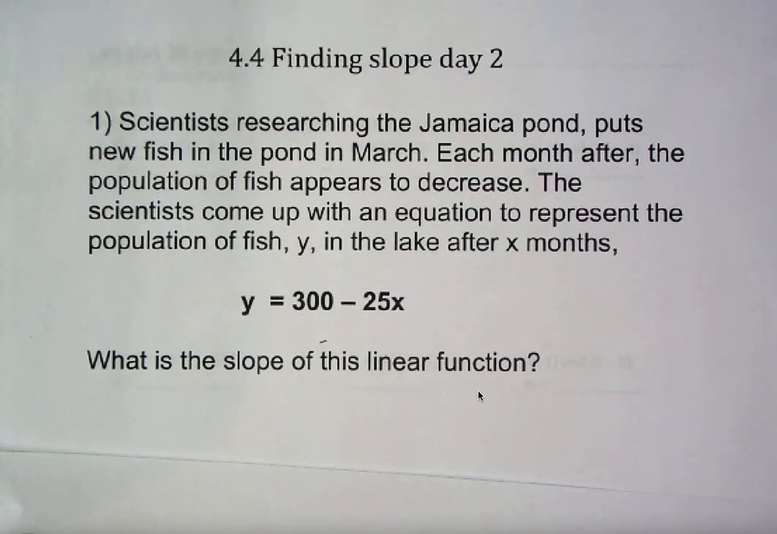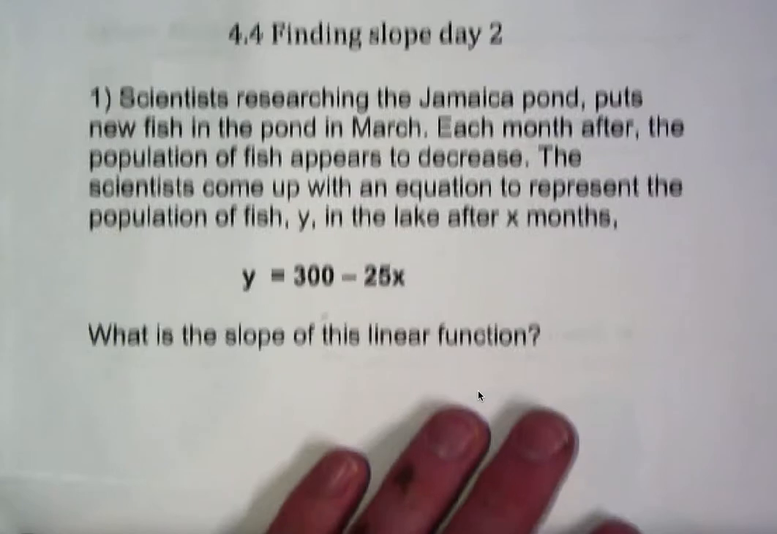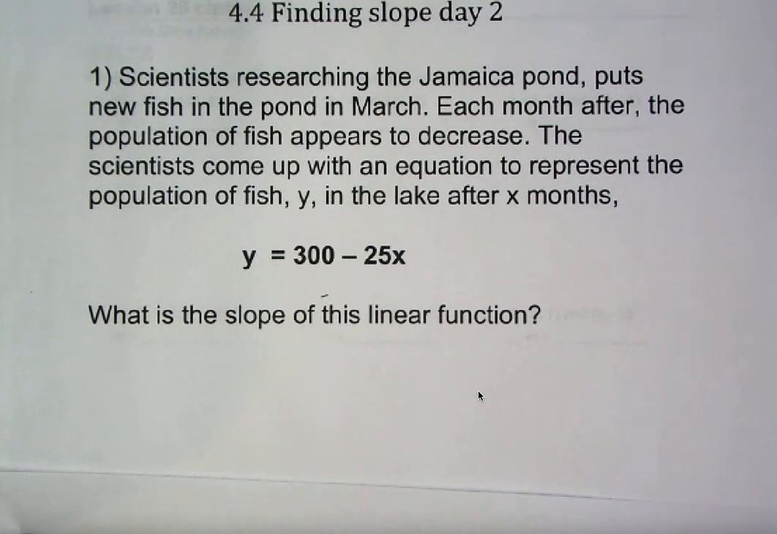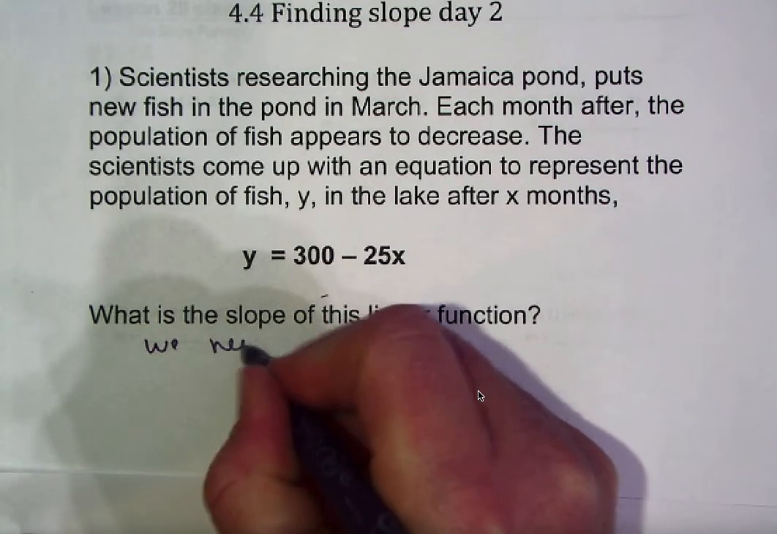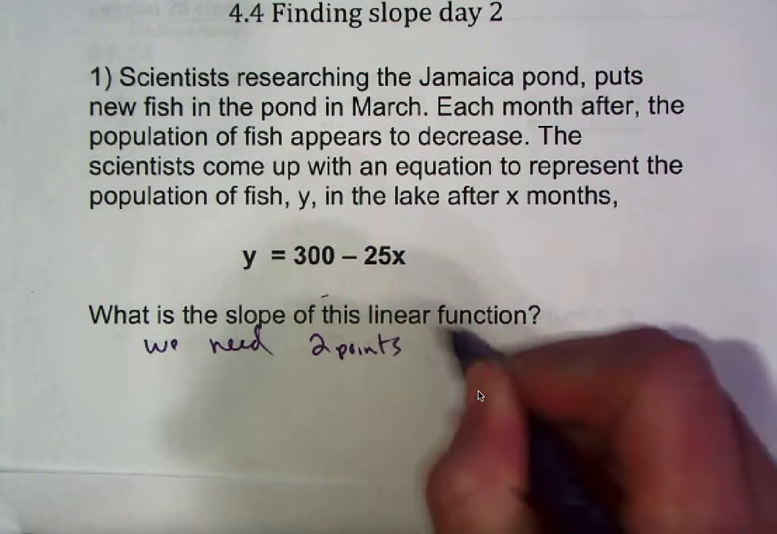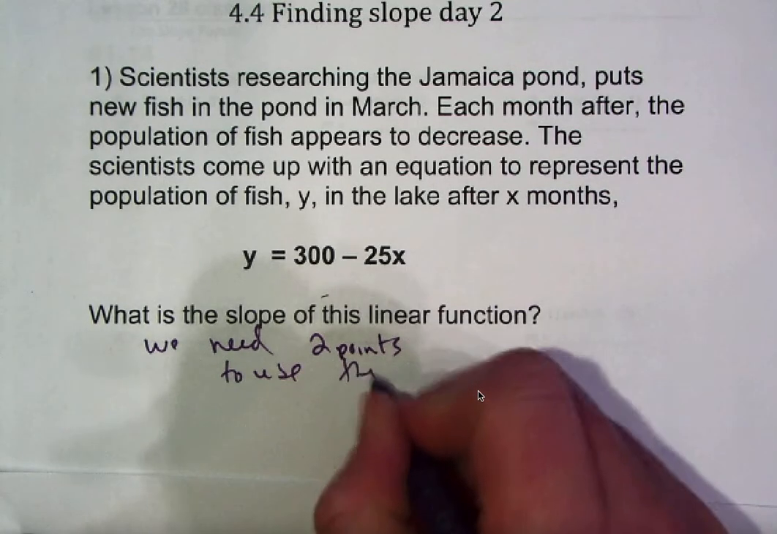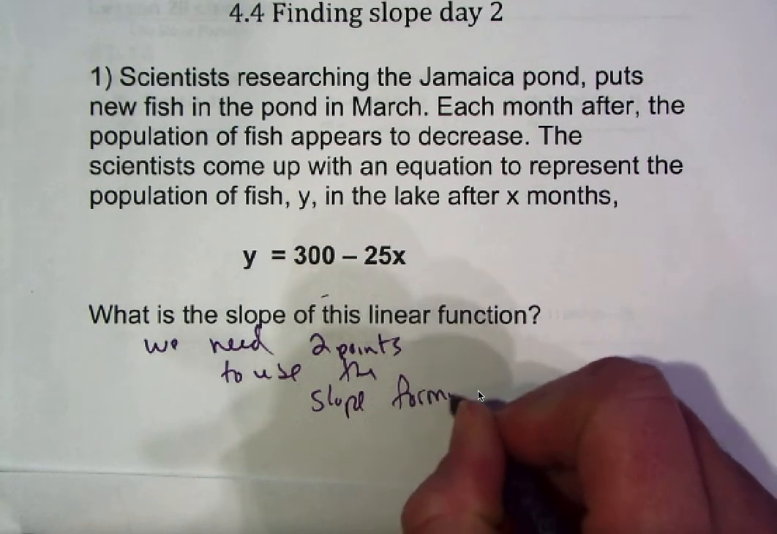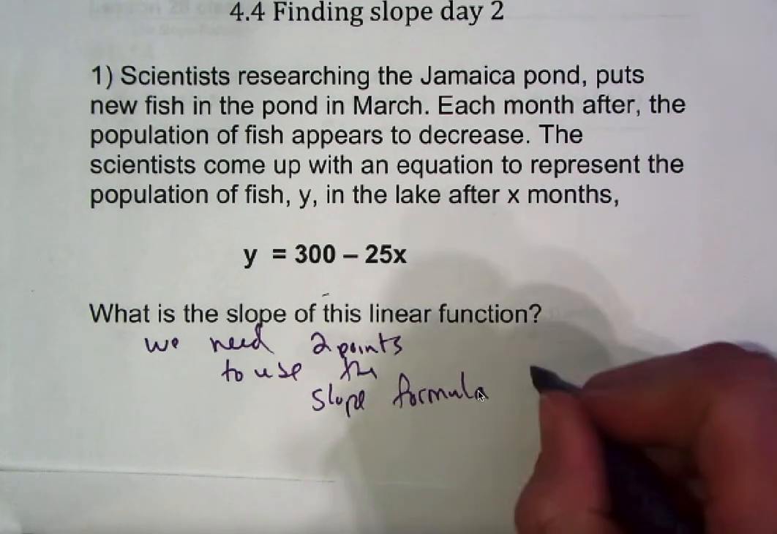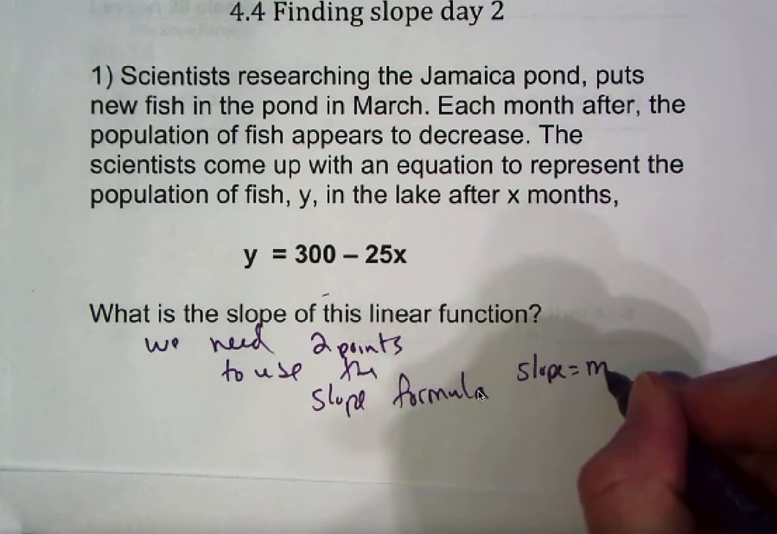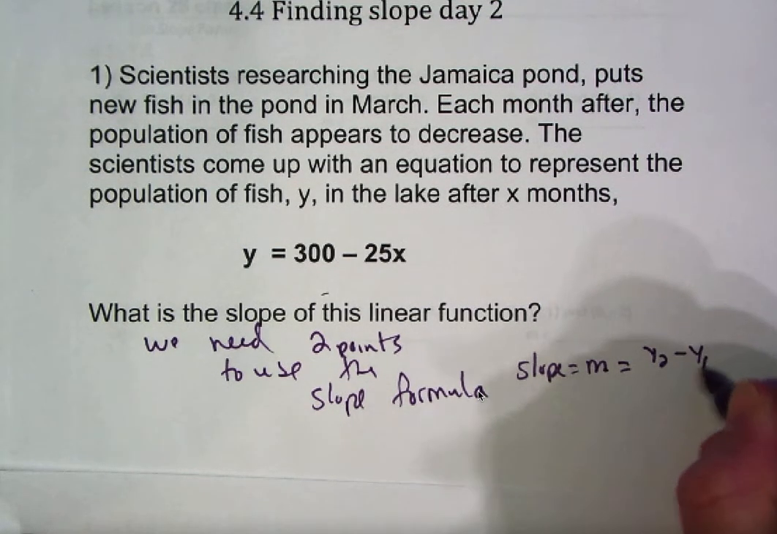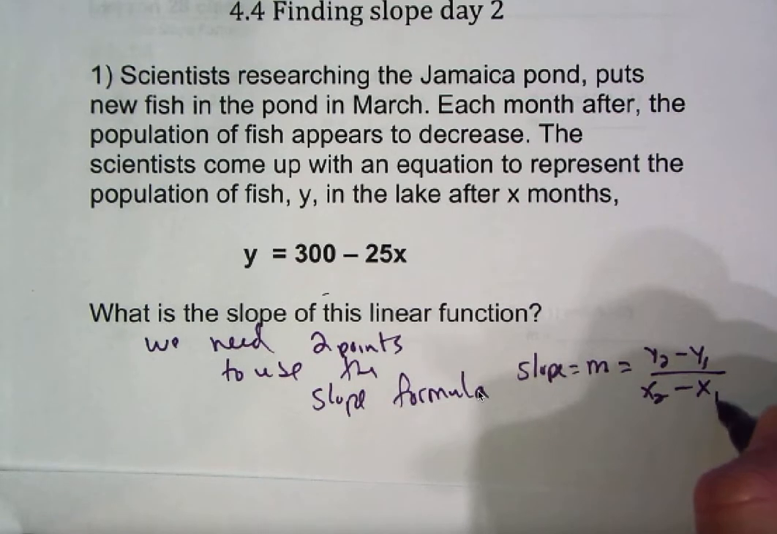I don't know. We know how to find slope on a graph like we just did in the do now, and we know how to find the slope using 2 points. We don't have those, right? All we have is the equation. Well, guess what? We're going to use what we've already learned to find the slope, because we need 2 points to use the slope formula, which, to remind you, and slope, we use the letter m for that, is y2 minus y1 divided by x2 minus x1.